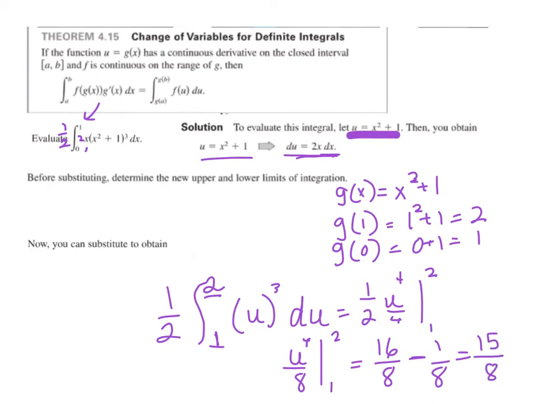Now, here's the ironic thing. The ironic thing is if I came in here and instead of having u to the 4th over 8, I could substitute x squared plus 1. So in other words, I could do x squared plus 1 to the 4th over 8, and I could integrate this from 0 to 1, and I would get the same thing as if I used U substitution with the new upper and lower limits of integration. So this is a different way of thinking about it. I'm going to do a couple more examples.